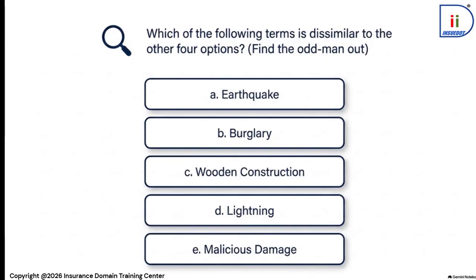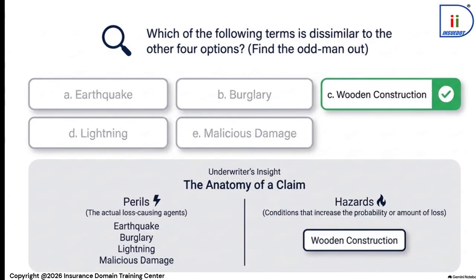Have you chosen the answer? Pause the video if you need some more time. The correct answer is option C. Wooden construction. Wooden construction is a hazard, a condition that increases the probability or amount of loss, whereas earthquake, burglary, lightning, and malicious damage are perils, the actual loss-causing agents.